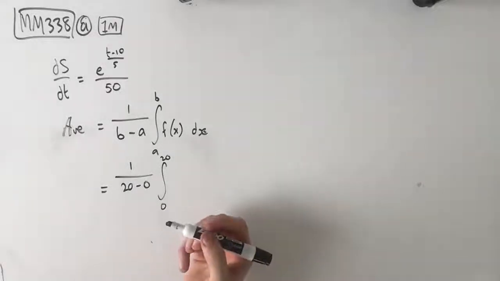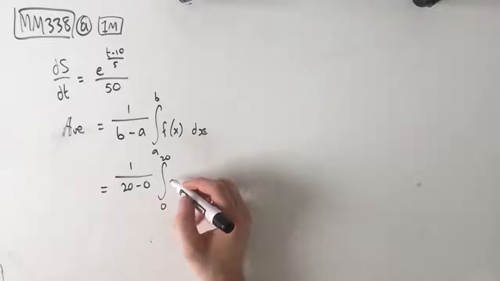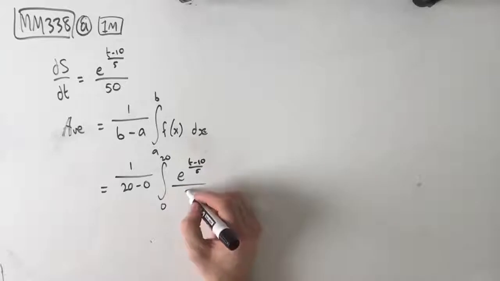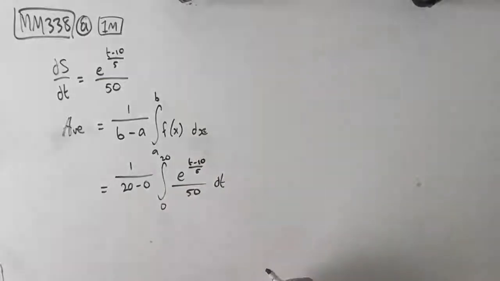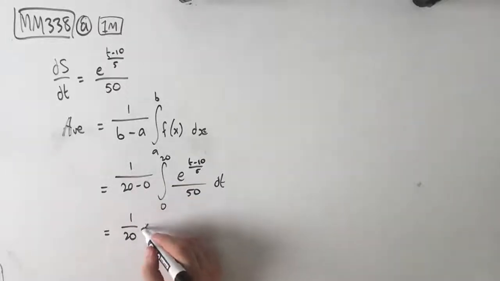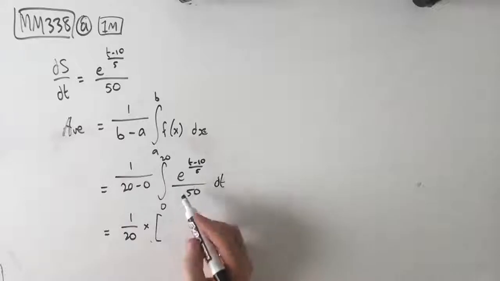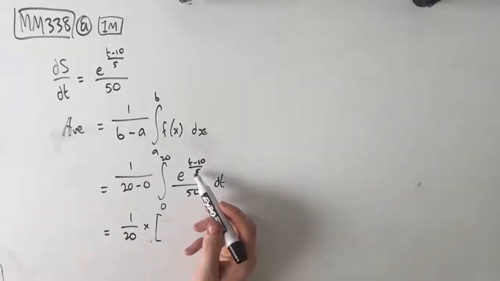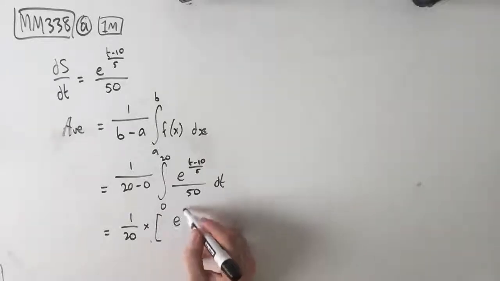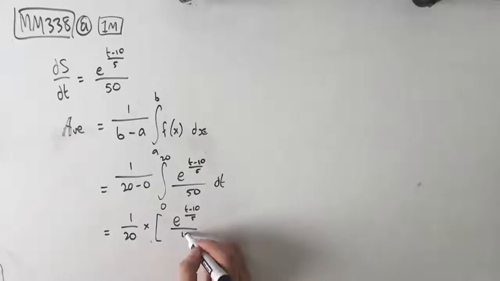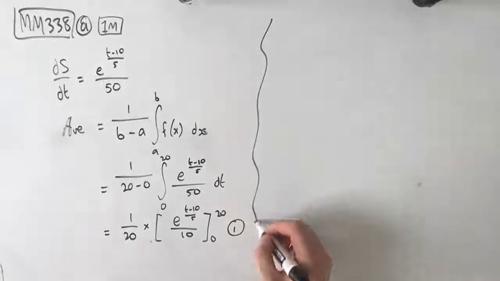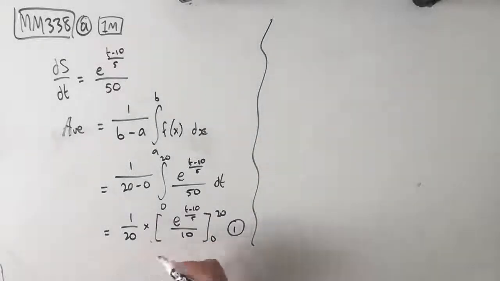Awesome. Now from here, we know that we've got our function here, which is e to the power of (t minus 10) over 5, over 50, dt. Now, 1 over (20 minus 0) is just 1 over 20, and then we're multiplying that by this integral here. The integral of e to the power of (t minus 10) over 5, over 50 is e to the power of (t minus 10) over 5, over 10, from 0 to 20. Now, this is your first mark right here. You can do that on your CAS and just plug it in there because you do have access to your calculator right now.